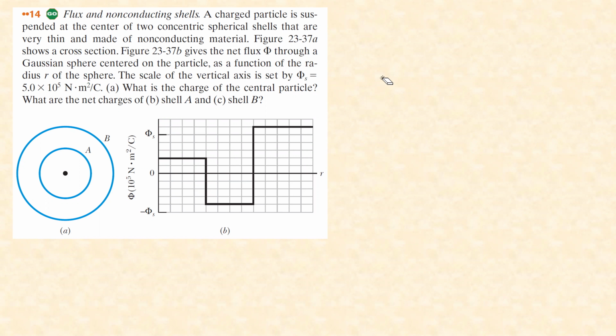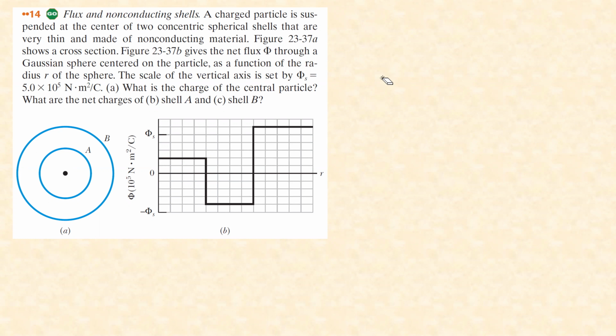Here we have a charged particle suspended at the center of two concentric spherical shells that are very thin and made of non-conducting material. Figure A shows a cross-section of this system. Figure B gives the net flux phi through a Gaussian sphere centered on the particle as a function of the radius r of the sphere.